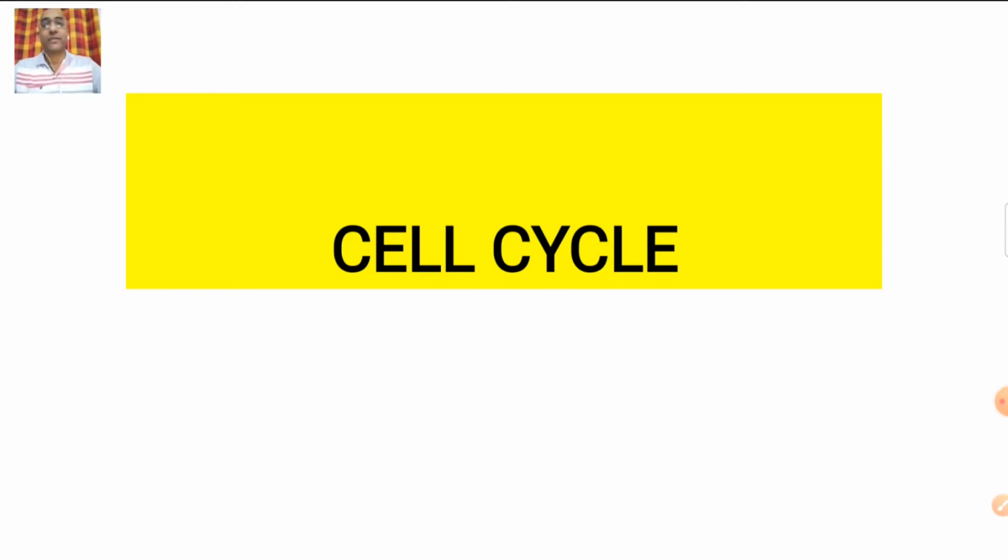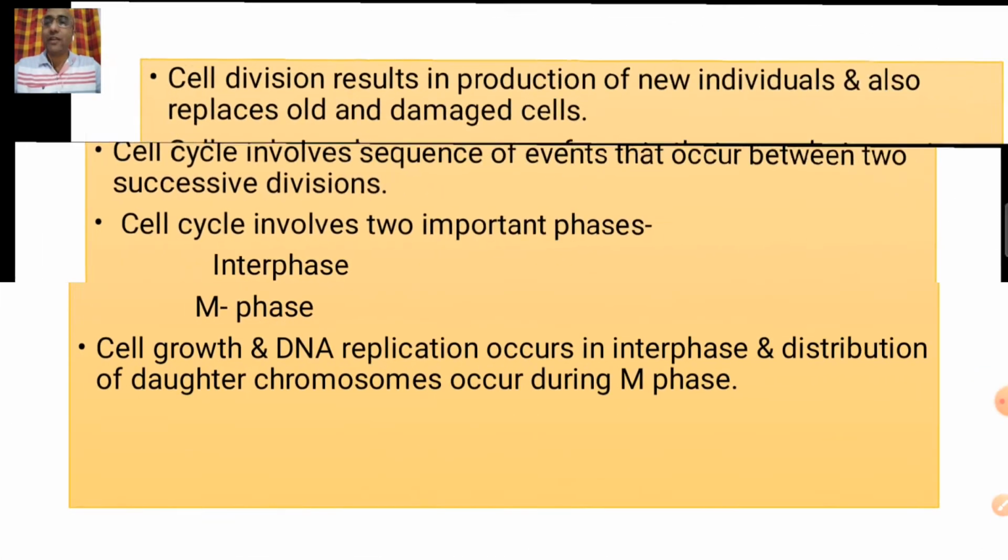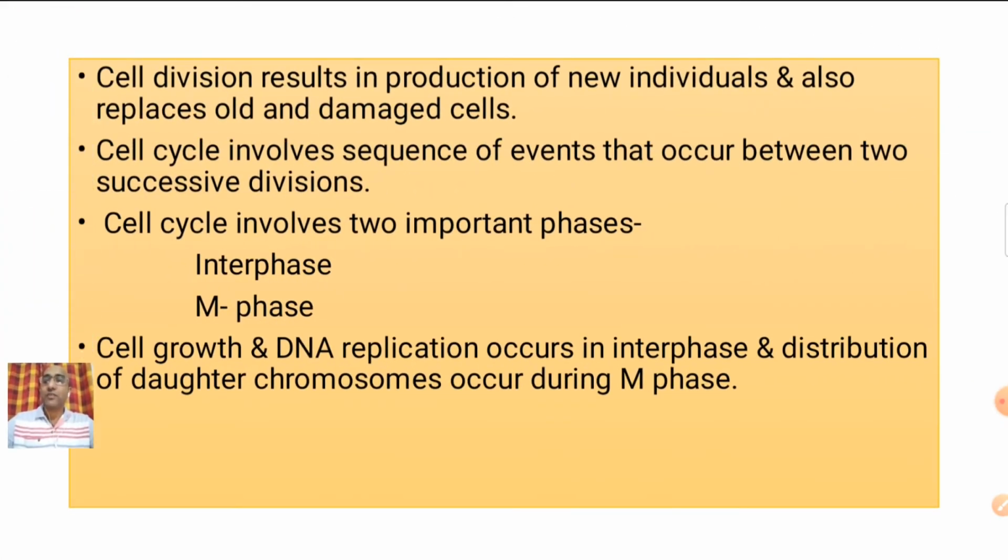So, let us start. You know what is cell division? Cell division is the process in which new individuals are produced. Cell division not only produces new individuals, it also helps in replacing the old and damaged cells. Got it? So, this is what your cell division. You have quite an idea about what cell division is as far as definition is concerned.